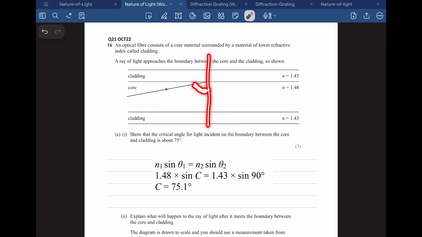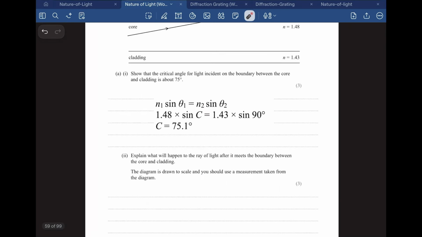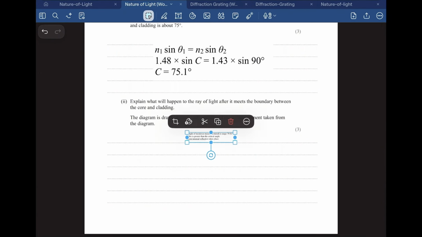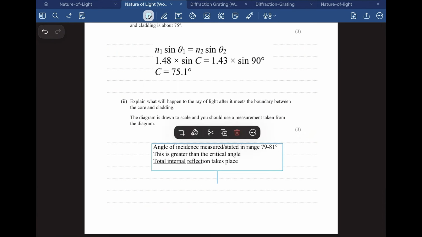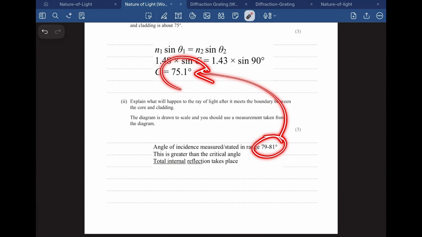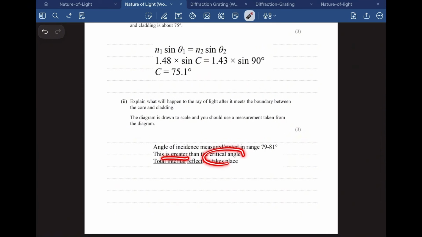We always measure the angles with the normal, and when you measure this angle, you will get a value which will range from 79 to 81. As this angle of incidence is greater than the critical angle that we have figured out, we can say the light will be totally internally reflected, and we will have to write that this is greater than the critical angle to get the 3 marks out of it.